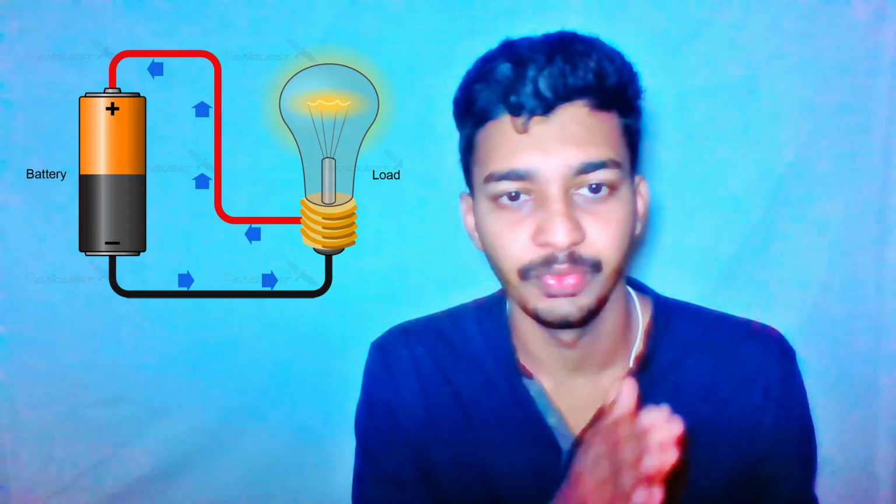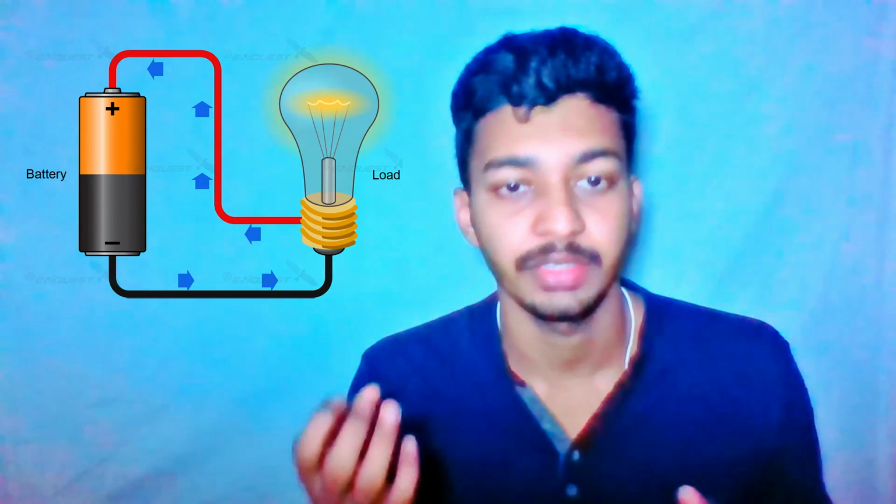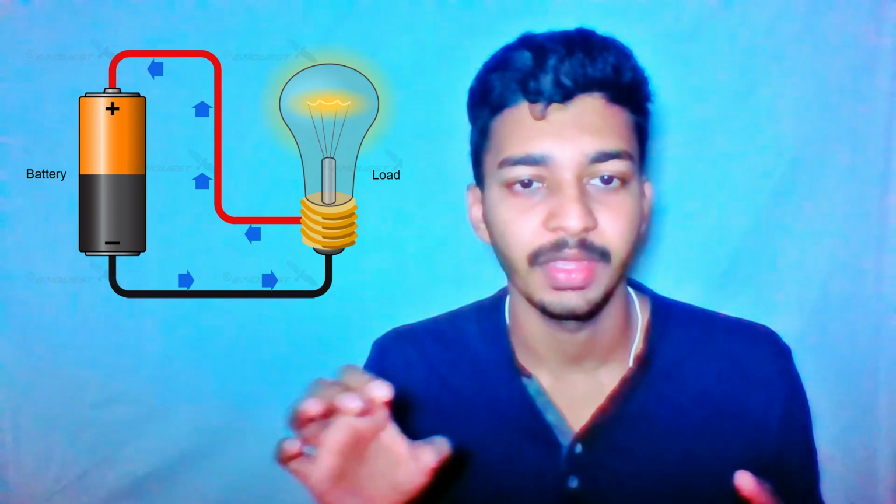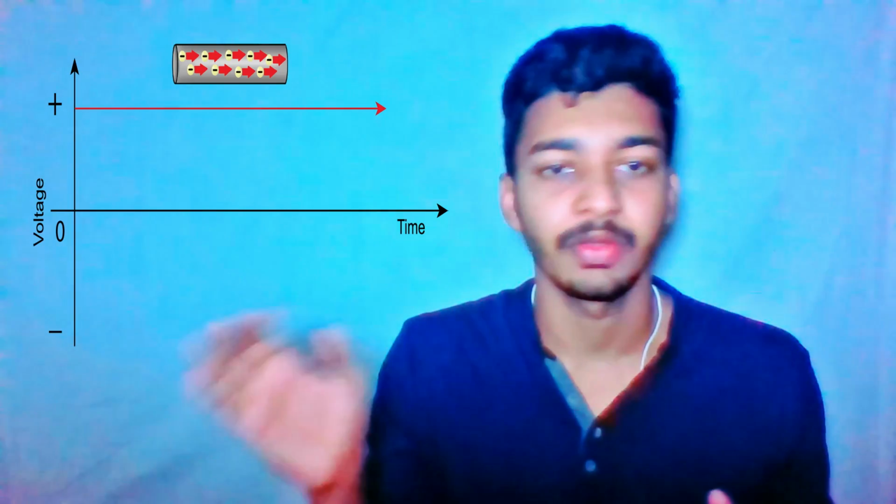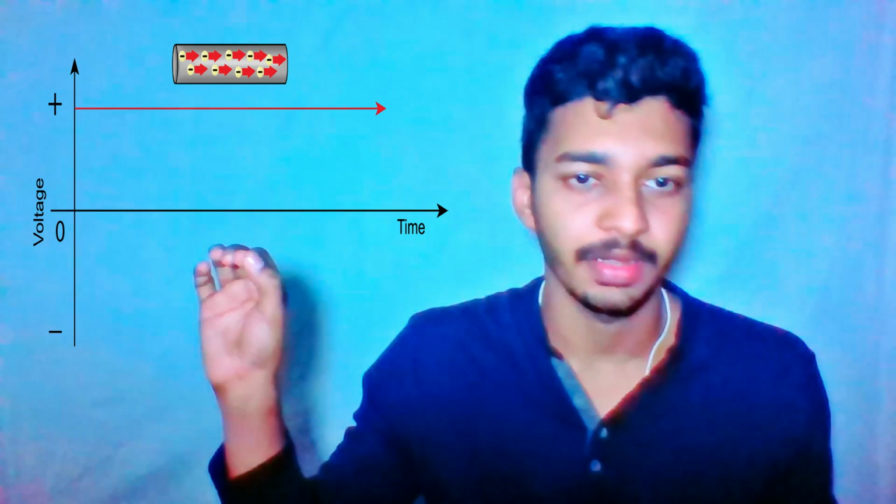While DC is nothing but direct current. The DC supply does not change its direction during the current flow and always remains constant. The waveform of a DC supply will always be a straight line.